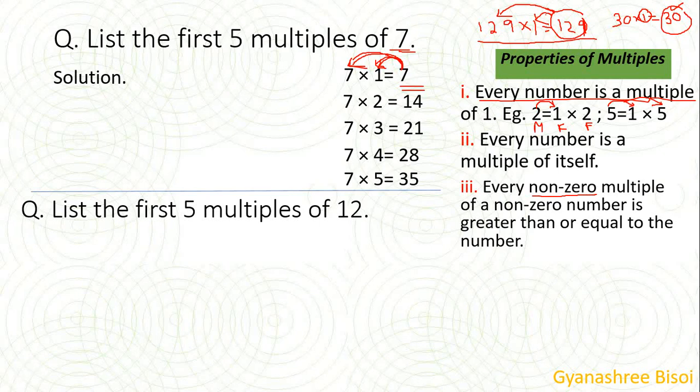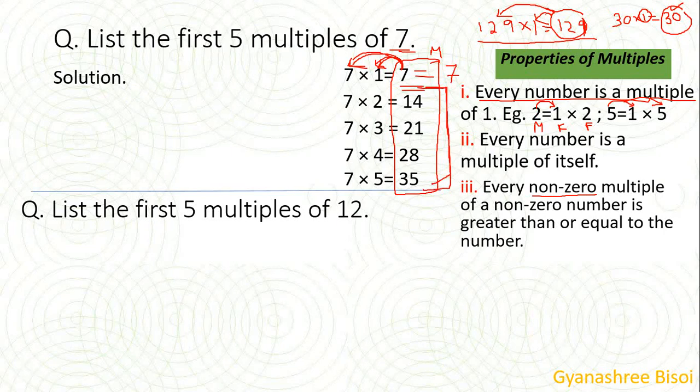Now, here we have the multiples of 7. You can check it from here. Look at the multiples of 7. Are they greater than or less than 7? All the multiples are greater than 7 except 1, and this one is equal to 7. So, all the multiples are greater than or equal to 7.